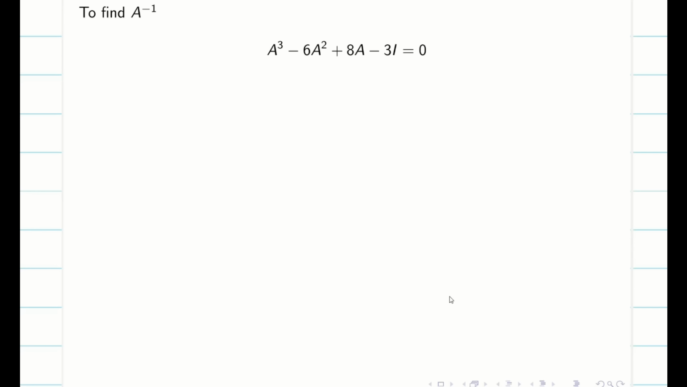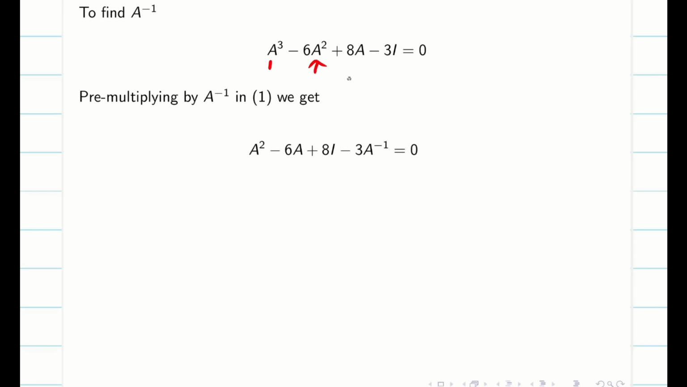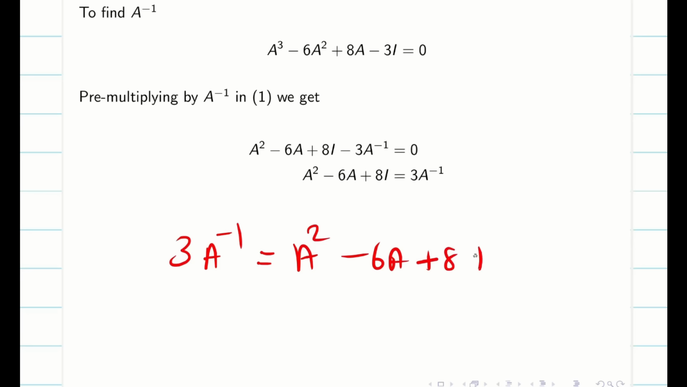Next we go for A inverse. To find A inverse, take the original equation, that is 1. Now pre-multiply by A inverse in 1 on both sides. It will become A square. This will become minus 6A plus 8I, and you will be getting minus 3 A inverse. Right hand side is going to be 0. Now I want this A inverse. So I am writing 3A inverse is equal to A square minus 6A plus 8I.